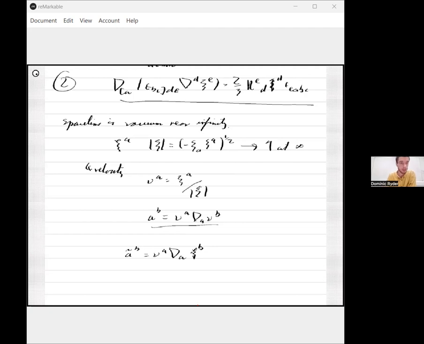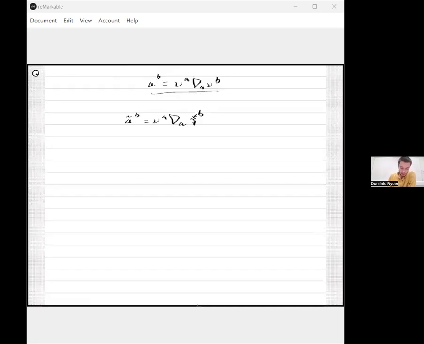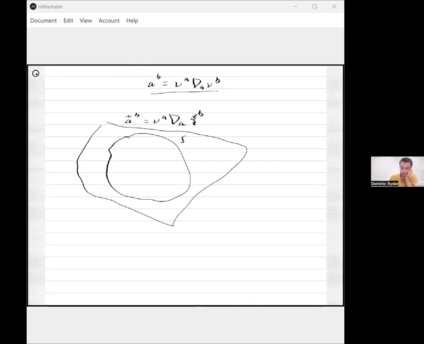Bruno discussed that on Wednesday. Thus, suppose we have our shell S of unit surface mass density in the Cauchy surface. This is our Cauchy surface now, orthogonal to V^A.